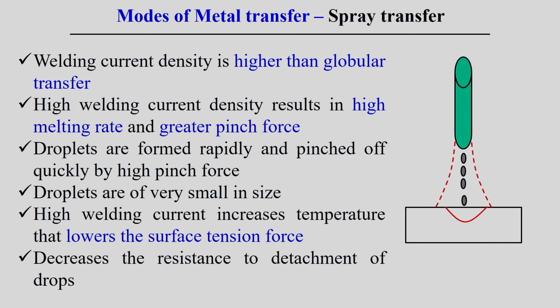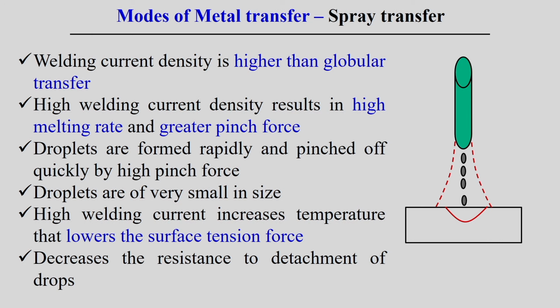Now, among the modes of metal transfer, the spray kind of metal transfer normally happens as follows. We can see from the figure that the electrode is there, but small droplets are created from the end of the electrode and transferred. It is not a single bigger drop transferred to the workpiece material; rather, small droplets are created continuously and transported to the weld pool or the workpiece material.